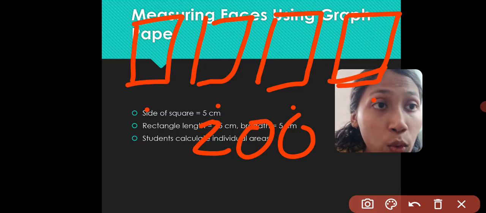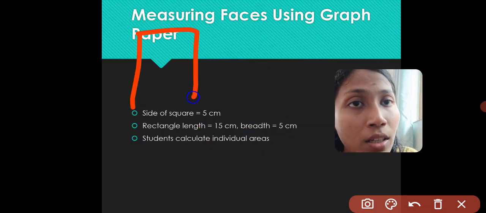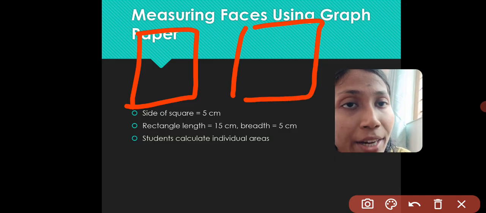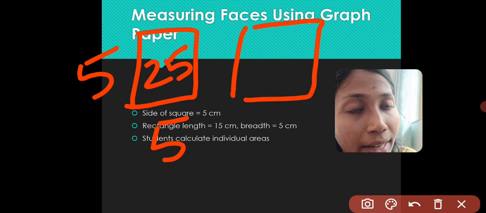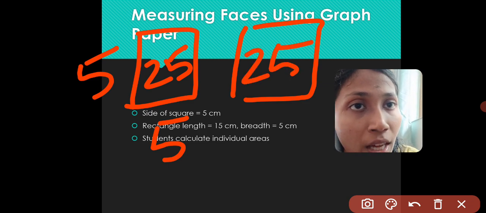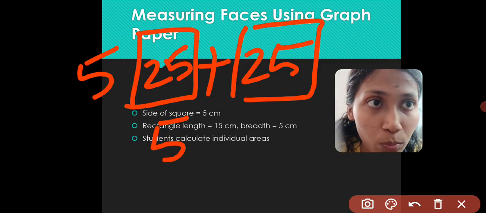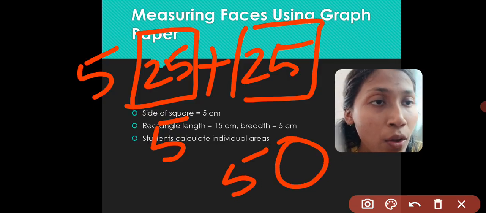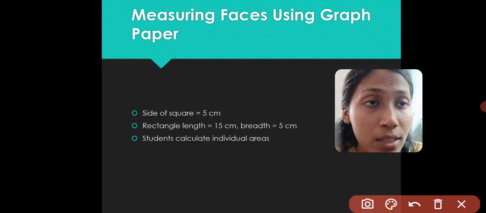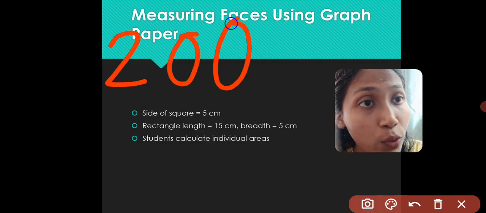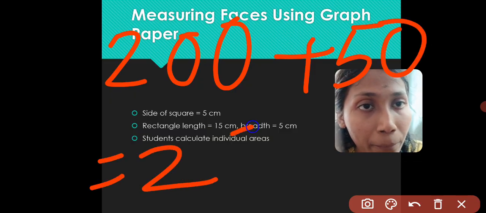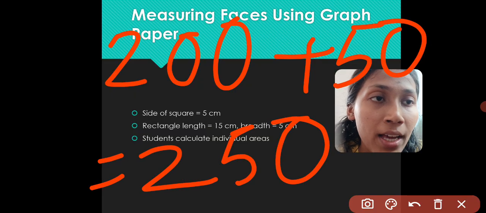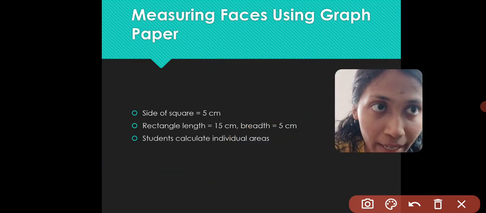Now there are 2 such squares. Each side of the square is 5, so the area will be 25. These 2 squares are identical, so this area will also be 25. If we add the area of both bases, that is both squares, we get 50. We already found the area of the 4 rectangles is 200 and the area of the 2 squares is 50. So the total surface area will be 250. So the total surface area becomes 250.